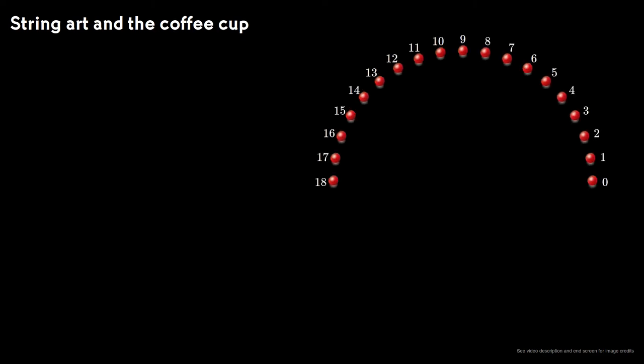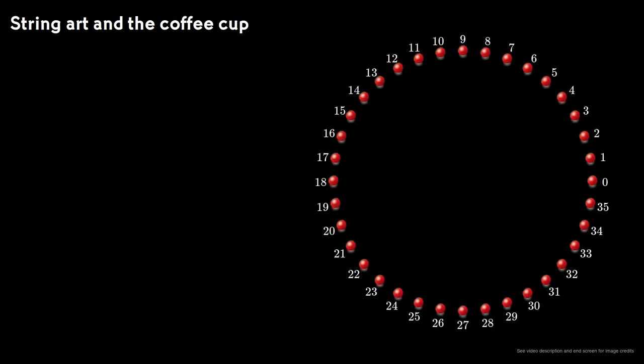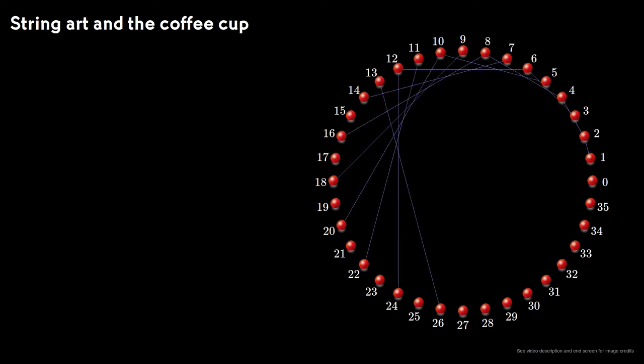Now that we understand pencils and envelopes, let's get back to string art. Instead of arranging the pins in two straight lines, we'll arrange them in a circle this time. We'll number them from 0 to n minus 1. Stretch a string from pin 1 to pin 2, from pin 2 to pin 4, from pin 3 to pin 6, and so on, connecting pin i to pin 2i. When 2i reaches n, continue using arithmetic modulo n.